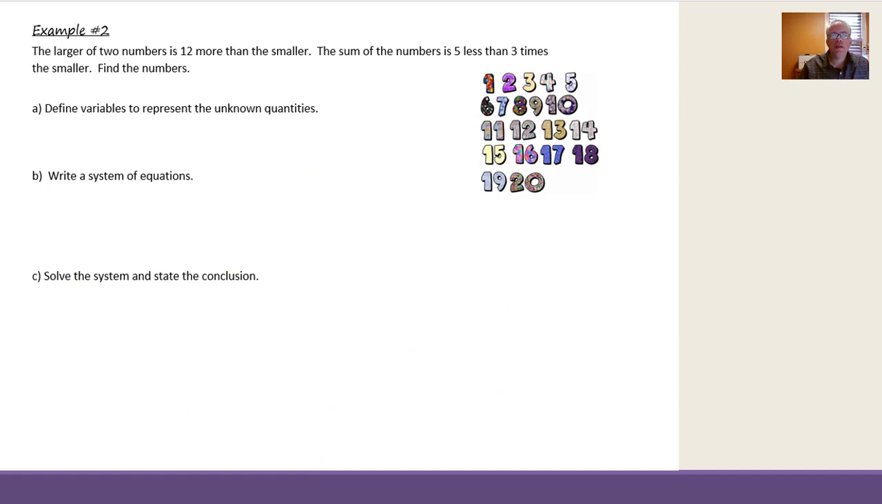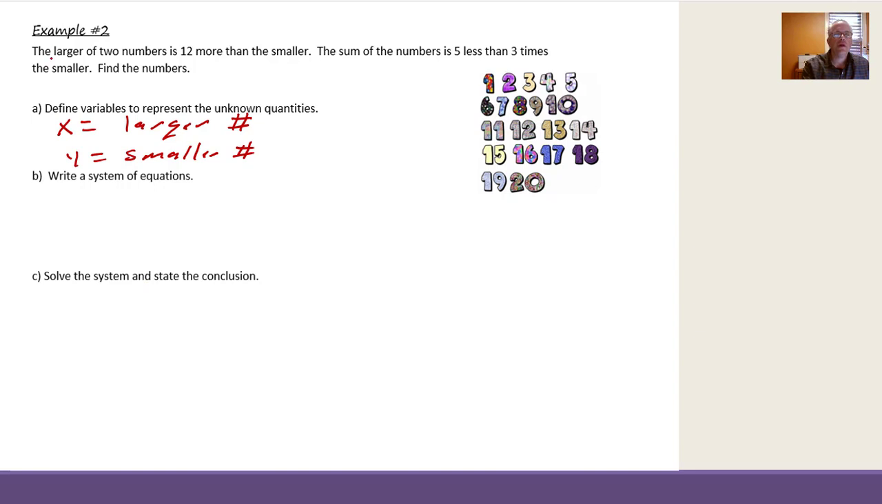Okay, here's our second example. The larger of 2 numbers is 12 more than the smaller, and the sum of the 2 numbers is 5 less than 3 times the smaller. Find the numbers. We're going to start as usual by defining the variables. We're looking for 2 numbers. So I'm going to let x equal the larger number, and I'm going to let y equal the smaller. We have to define the variables before we can write the equations.